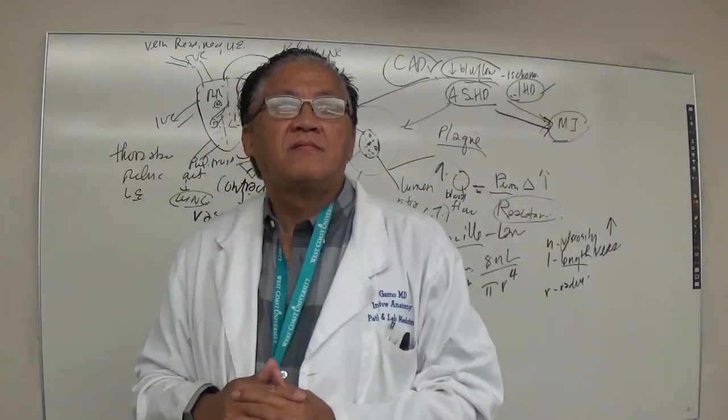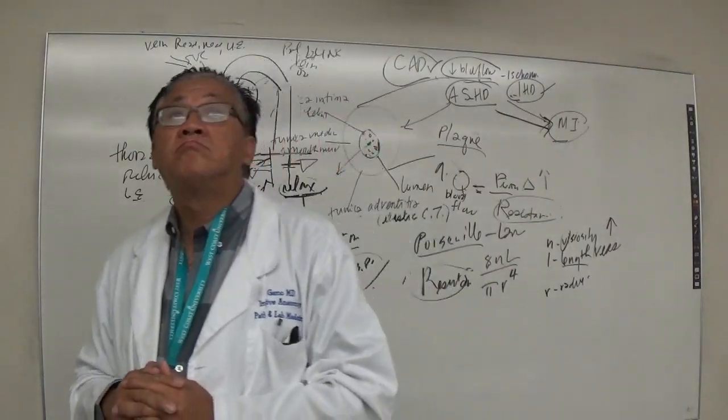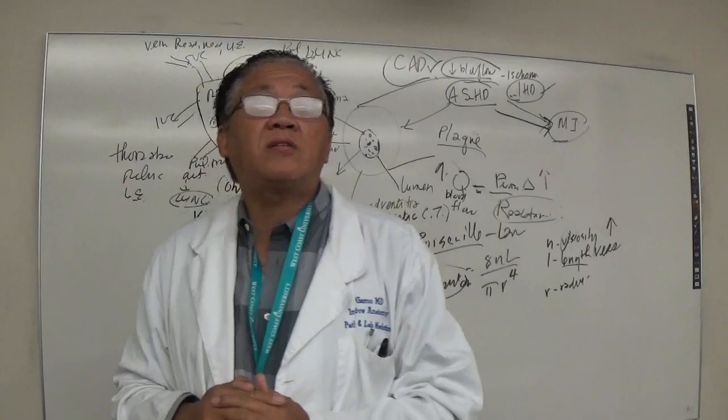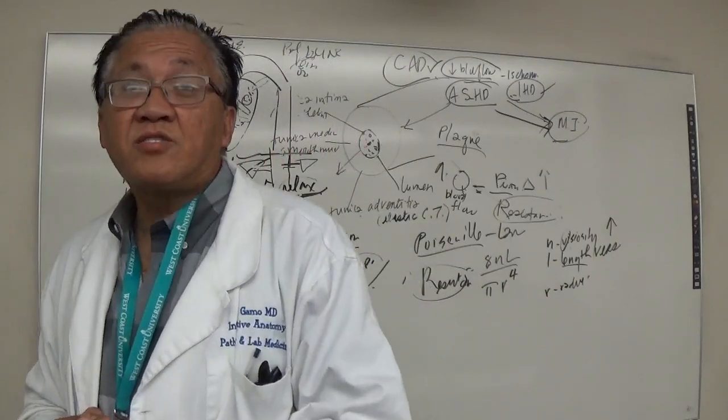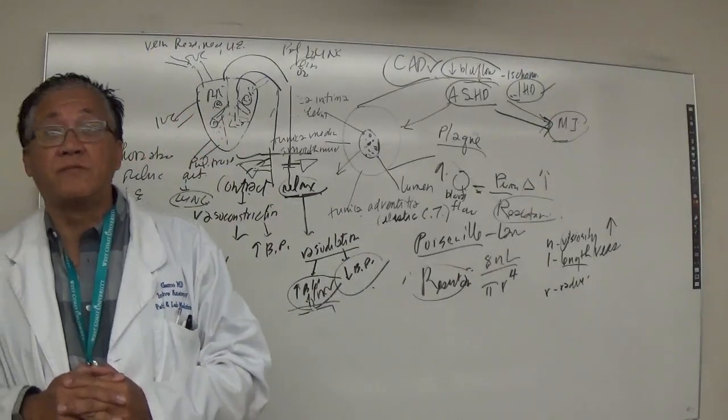Thrombus is stationary. Stationary what? Stationary clot. Blood clot. And what about embolus? I guess it just moves in the blood vessel. It's a traveling clot, it moves. You're absolutely right.